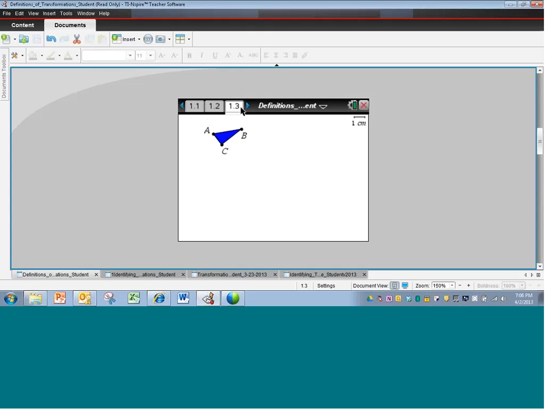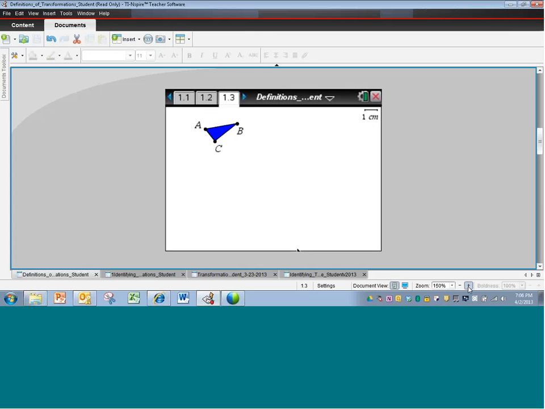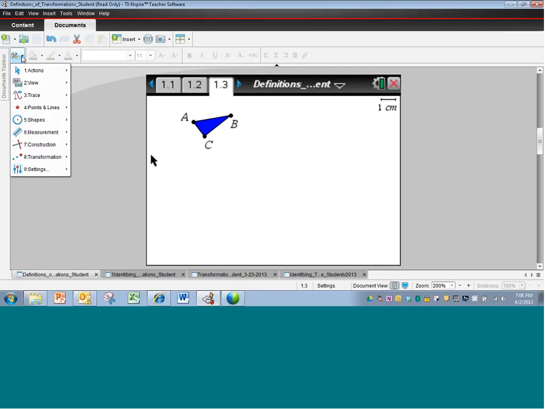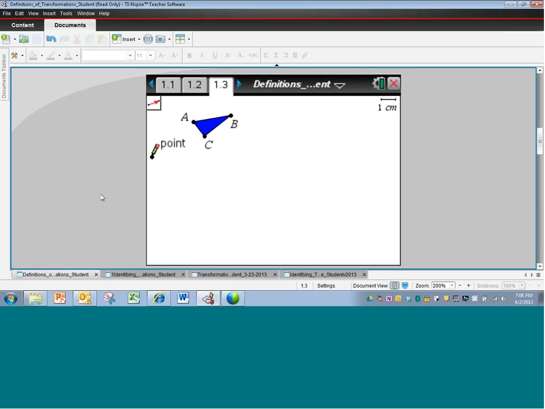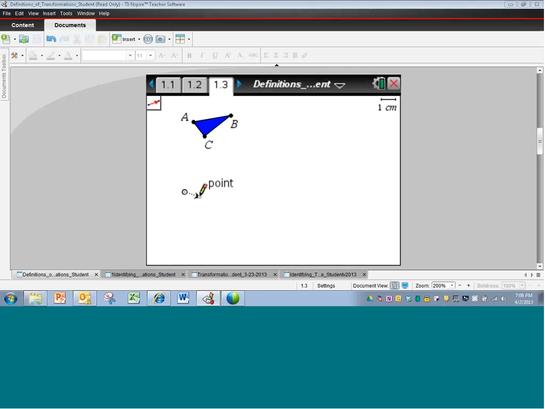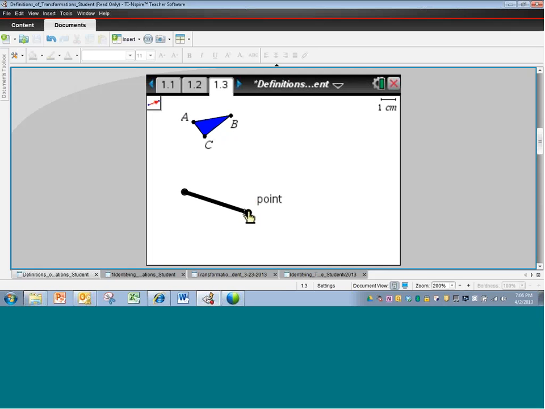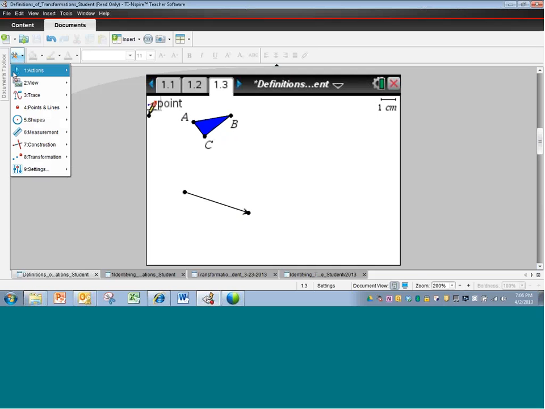Using some of these tools may be new to you as a user of TI-Nspire. But to create a vector, I'm going to use my points and lines tool. This is what we were instructed to do, create a vector. So I'm just going to create a vector here. Notice in the top left-hand corner, I have a tool icon that indicates that my vector tool is active. We were then instructed to transform our triangle ABC by a translation.